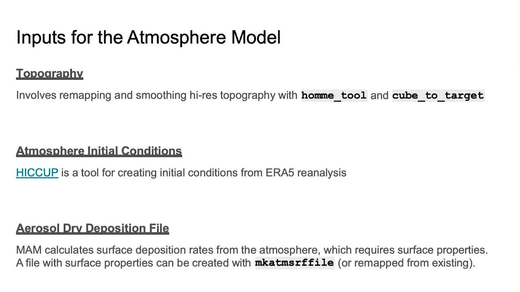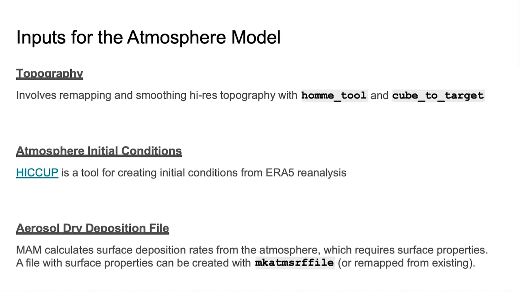So on the atmosphere side, you have to generate a new topography file. And there are tools for that that are included in the repo. You also need an atmospheric initial condition. And there's this HICCUP tool that I created mainly for doing hindcast simulations using ERA5 data, but remapping initial conditions from other grids usually works too.